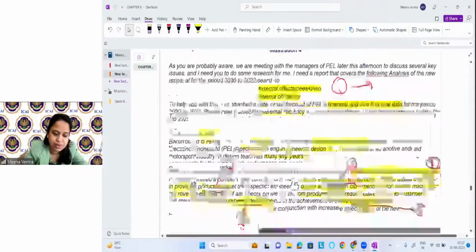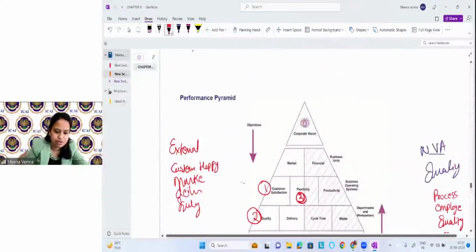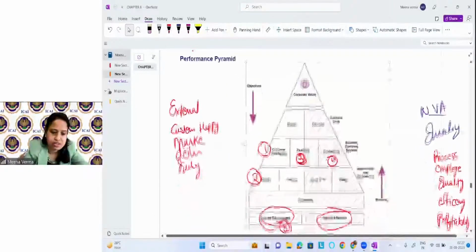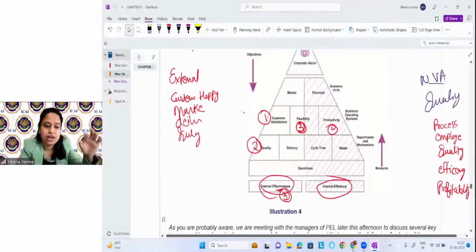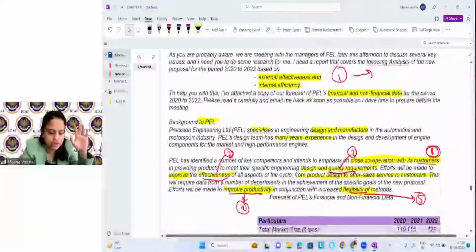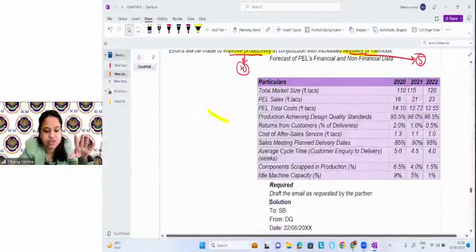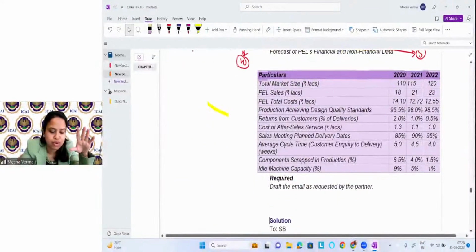You know, quality, customer satisfaction, effectiveness, productivity, and flexibility. You can see productivity. We are improving the productivity also here. You know, flexibility. You can see. Now, see, nowhere in the question or the case study is it mentioned that you need to apply the performance pyramid. You can read the entire question, but nowhere is it written that you need to apply the performance pyramid.